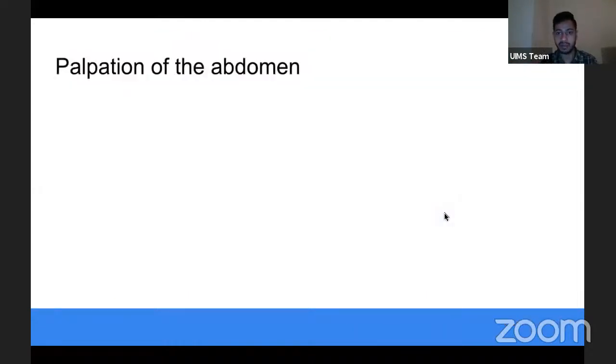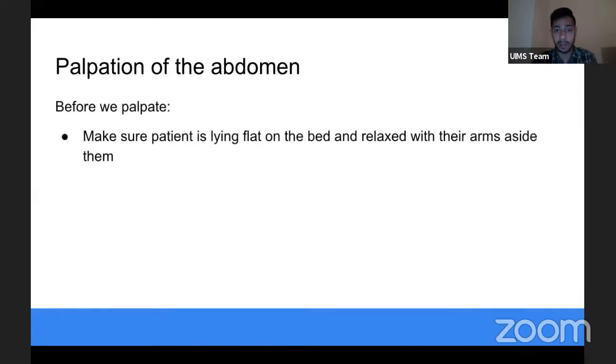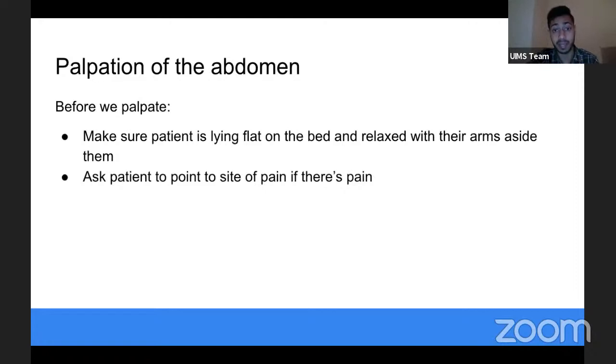Right, so with that, we've covered the inspection of the abdomen completely, and then we can begin the palpation of the abdomen. But before we palpate, we need to make sure, once again, that the patient is lying flat on the bed, that they are relaxed, and their arms are beside them, to the side. We also need to ask the patient, preferably beforehand, the site of the pain, if there is pain.